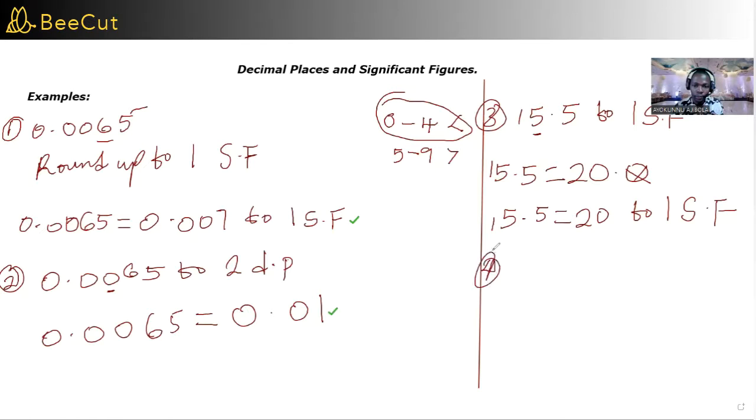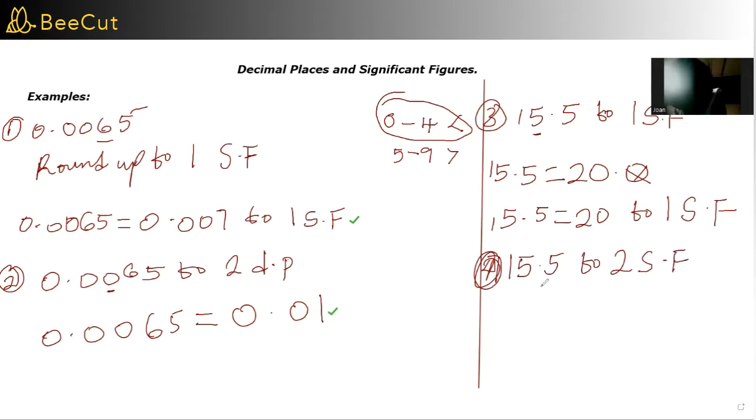So number 4. Looking at example 4 here. Please remember to put it on. So number 4 is that let's assume you have the same 15.5 and you want to convert it, to round it up to two significant figures. Now, to change this, you stop at the second digit, which is 5.